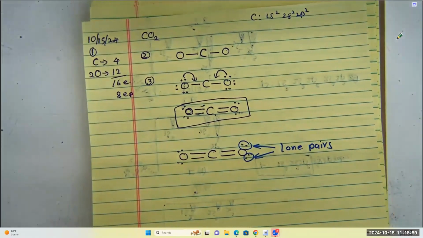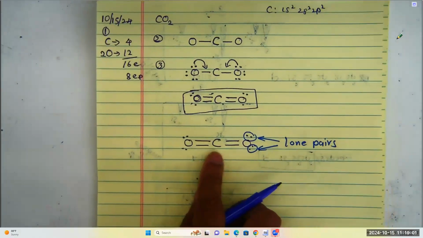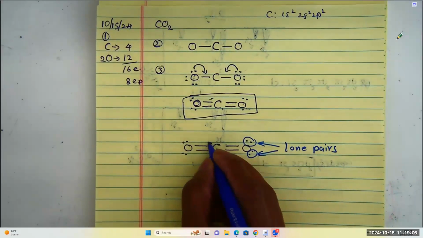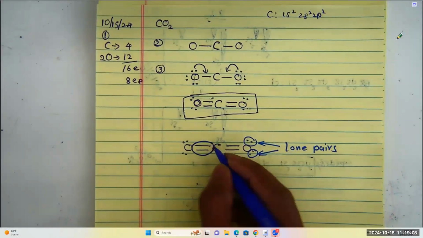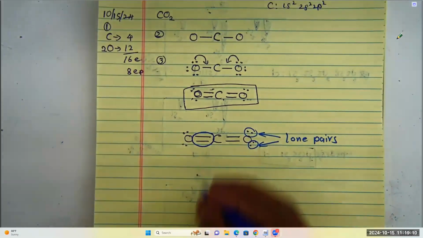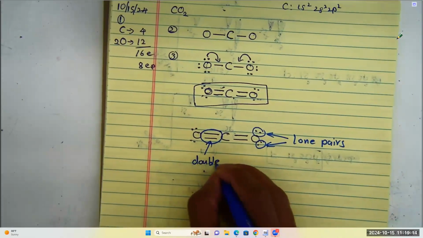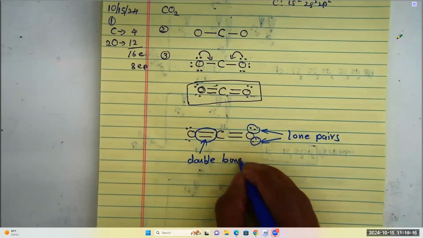Okay? And now you see that you have two lines here. If you have two lines, what kind of a bond are we representing here? Anybody? Thank you. This is called a double bond. Okay? Double bond. All right?